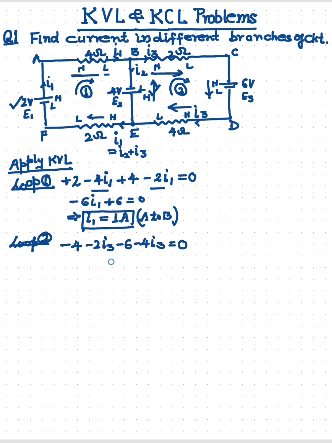So this is minus 2 I3 and minus 4 I3, which will be minus 6 I3, and minus 10. This is equal to 0, or 6 I3 on this side. So this will be equal to minus 10. This means I3 will be minus 10 upon 6, so this will be minus 5 upon 3 ampere current.